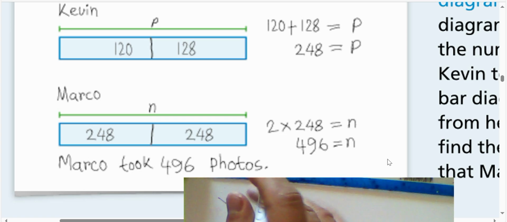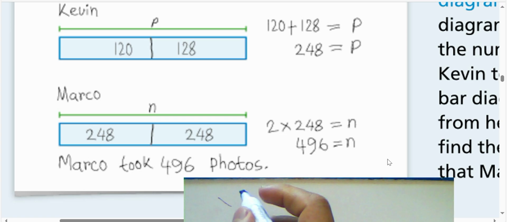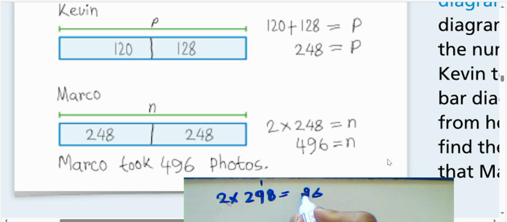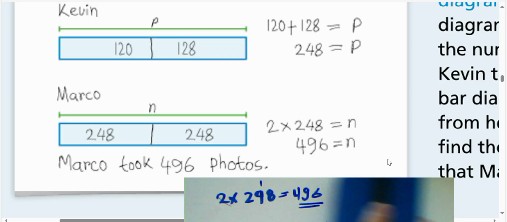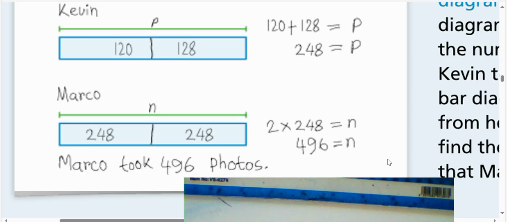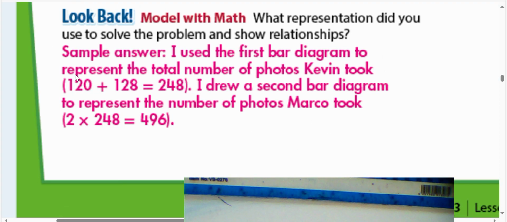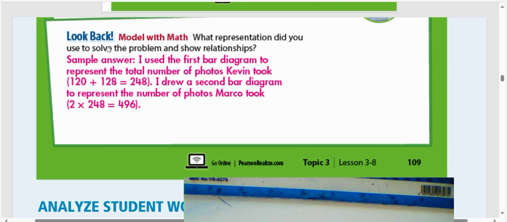You can use this method, multiplying by 2 like this. 2 times 248. 2 times 8, 16, write 6 and carry 1. 2 times 4, 8 plus 1, 9. 2 times 2, 4. The result will be 496. Understood? The last question is on page 109.